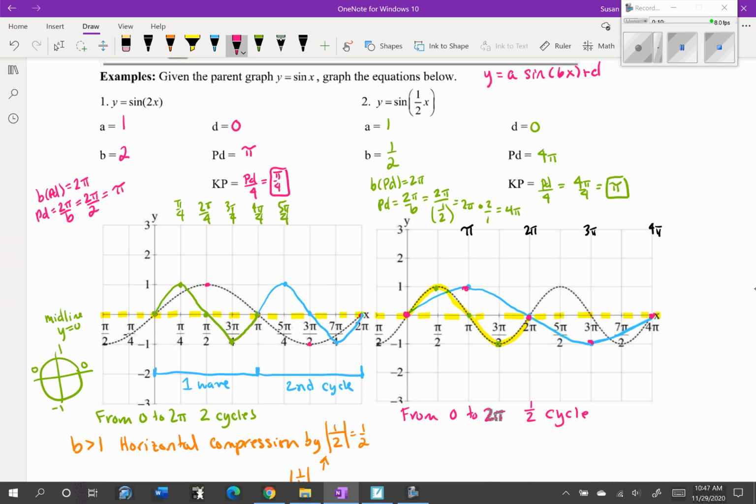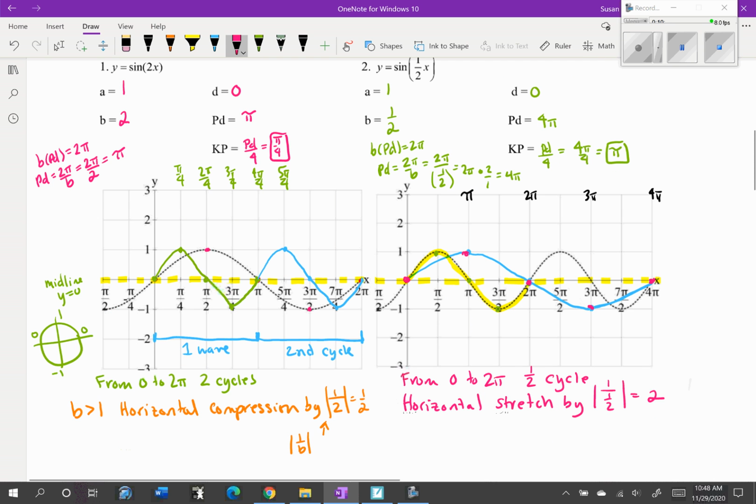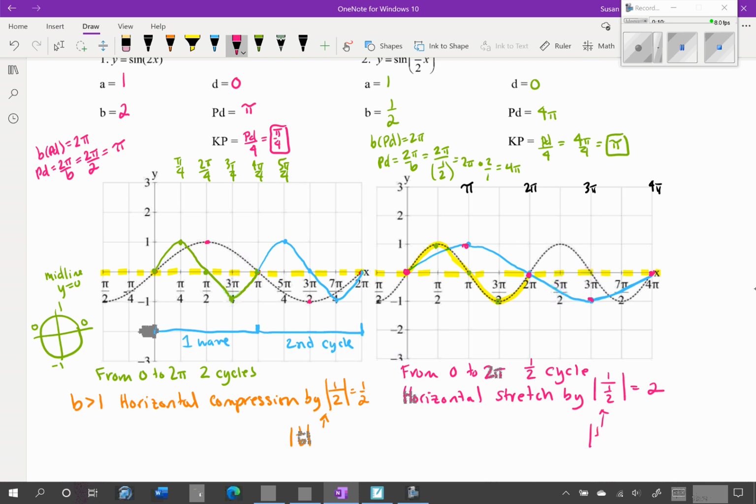So that means this is a horizontal stretch by, again, the absolute value of 1 over b. So the absolute value of 1 over 1/2, which is equal to 2. So again, to get that, that's the absolute value of 1 over b.